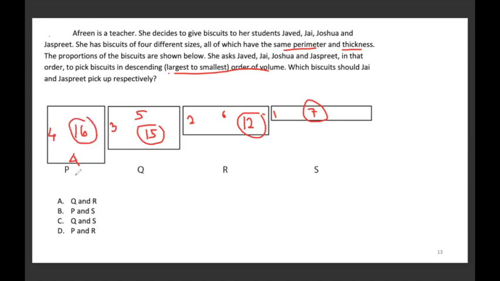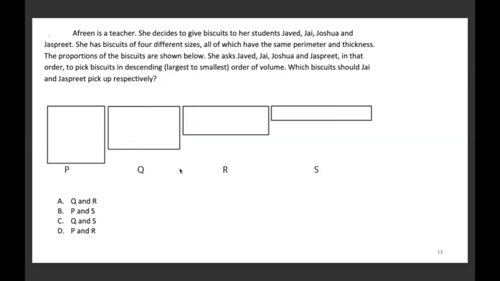So P वाला जो है वो जावेद को मिलेगा, Q वाला जो है वो जय को मिलेगा, R वाला जो है वो जोशुआ को मिलेगा, एंड S वाला जो है वो जसप्रीत को मिलेगा. The one that Jaspreet and Jay would receive is Q and S. So option C is the one which is the correct answer. Okay, Q and S. We'll move to the next one.